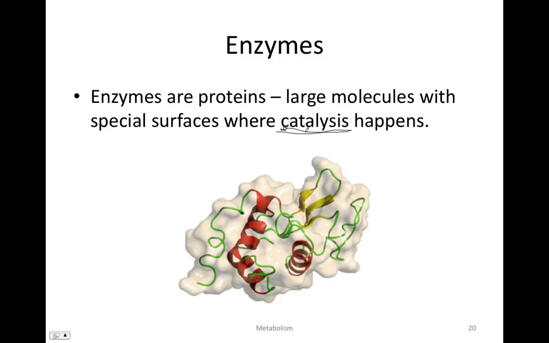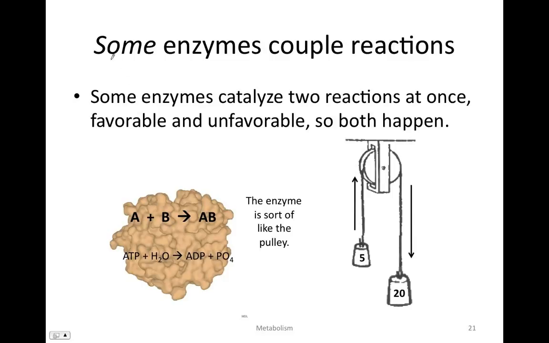But what does that have to do with energy? Well, some enzymes, not all, in fact, not even a majority, just a few, but some enzymes make unfavorable reactions go by coupling them to favorable reactions. Some enzymes catalyze more than one reaction at a time, two or sometimes even more than two reactions. A favorable reaction and an unfavorable reaction, that couples them. And coupling the reactions allows the unfavorable thing to happen because the favorable thing is happening.